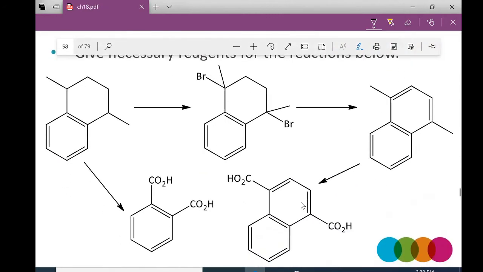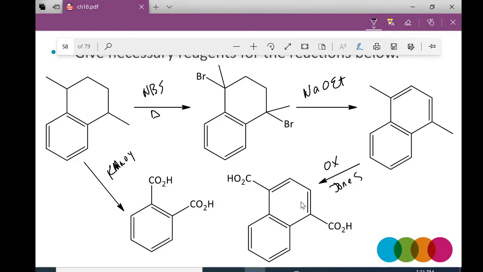Okay, so giving the reagents necessary, I may just let you guys do this, right? So how would you go from here to here? NBS and heat, okay? How would you go from here to here? A strong base. How would you go from here to here? An oxidizing agent like Jones. How would you go from here to here? Oxidizing agent, so let's just pick a different one, KMnO4, okay?